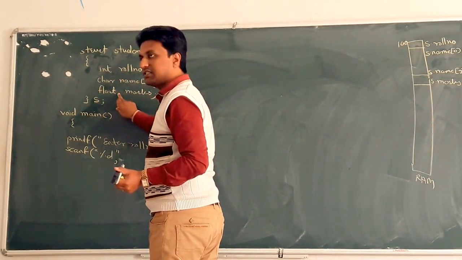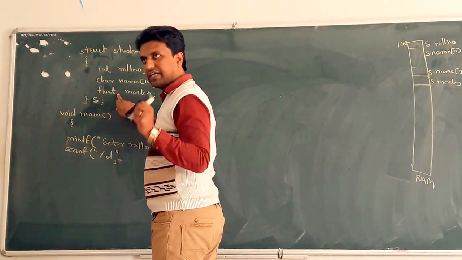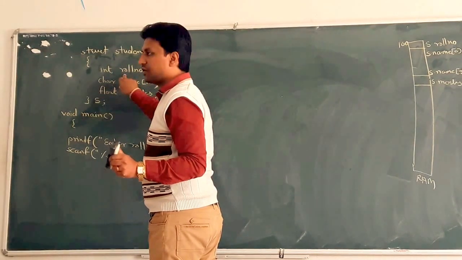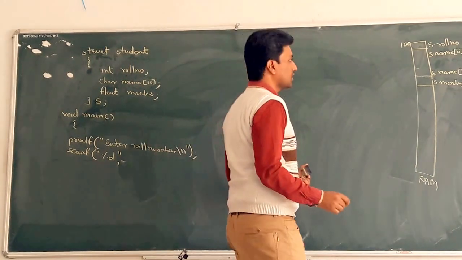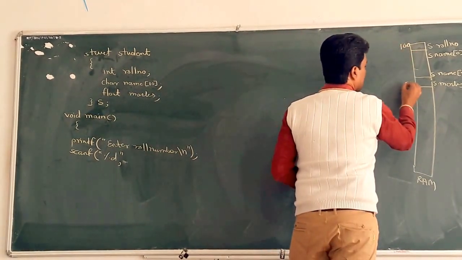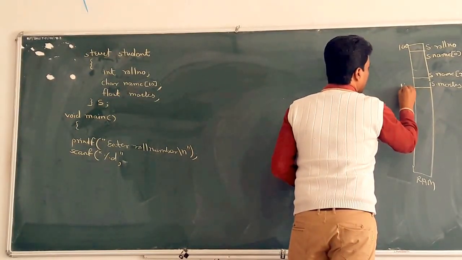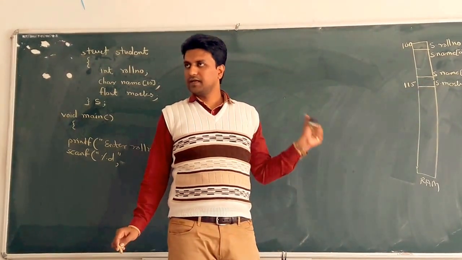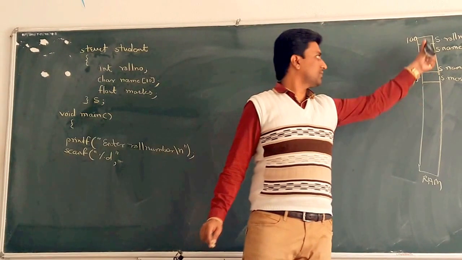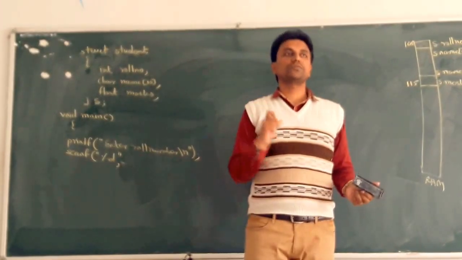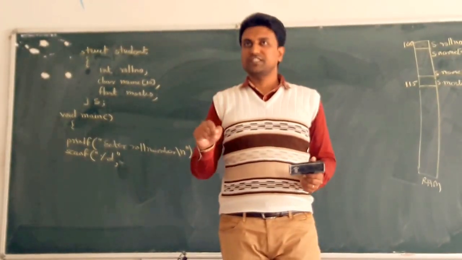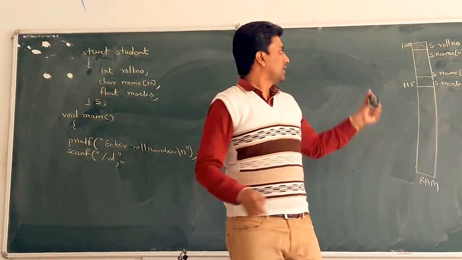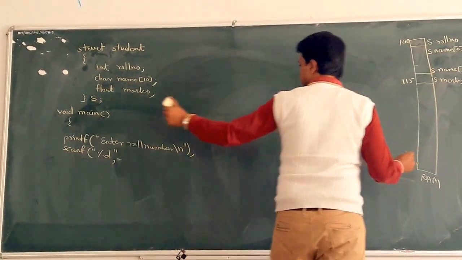10 plus 2 plus 4. Float requires 4 bytes, character requires 2 bytes for each of 10, and roll number requires 2. So the total is a 16-byte block, and the last block address is 115. Clear? Because all these data members are arranged in contiguous memory locations. Contiguous means one after another. After that, what happens?